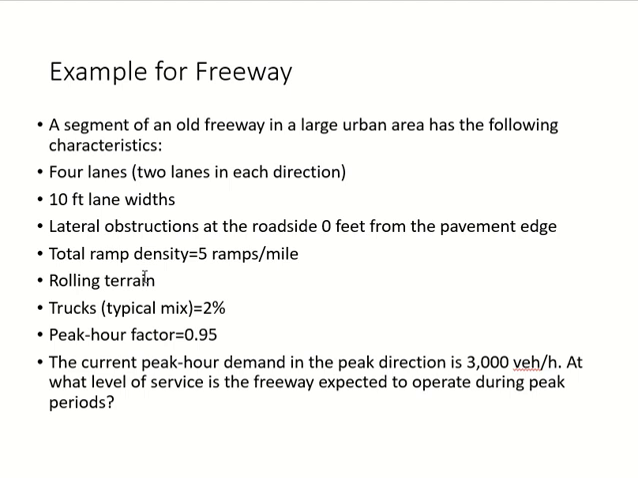So we have a freeway, 4 lanes, 10 feet lane width, lateral obstruction 0 feet from the road. So lateral clearance is 0. Okay, you have the road and the obstruction. Ramp density 5, rolling terrain, 2% trucks, 0.95 peak hour factor. Volume in the peak hour is 3000 vehicles per hour. They are asking for level of service.